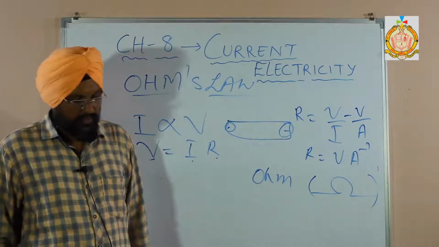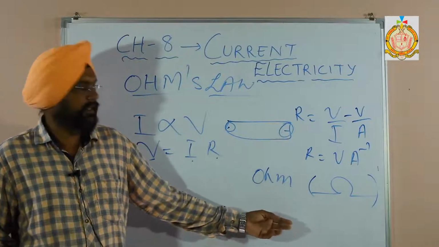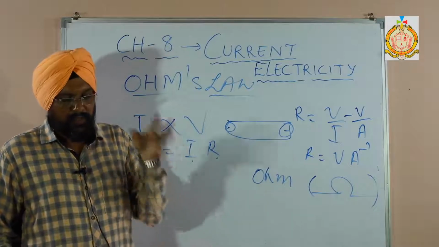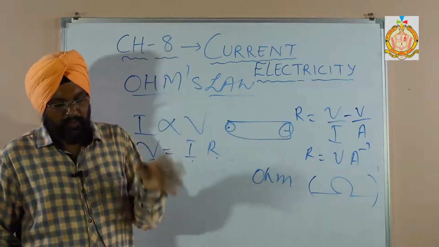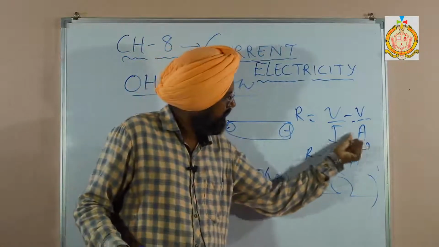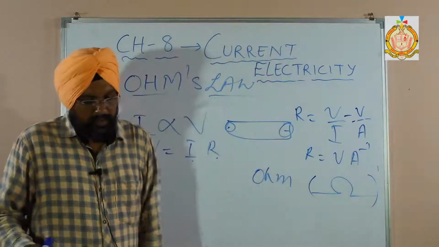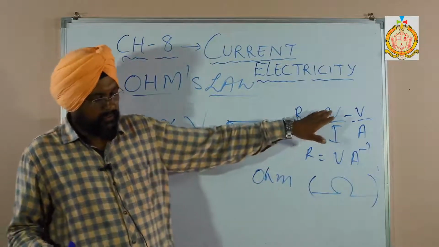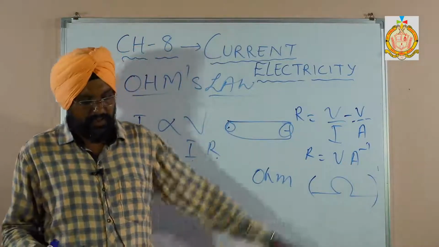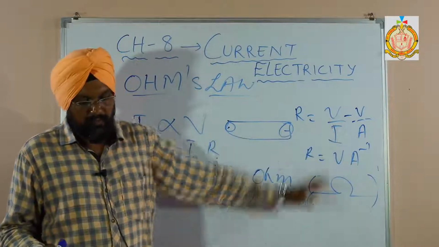1 ohm is defined. What is 1 ohm? The resistance of a conductor is said to be 1 ohm when 1 ampere current flows through it, and a potential difference of 1 volt is applied across the ends. So the resistance is said to be 1 ohm.